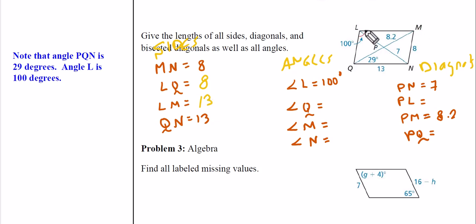Angles, well, angle L is this entire red arc right here. That's 100 degrees, which means angle N is also 100 degrees. Now, what about angle Q? It is not 29 degrees. 29 degrees is only this angle from here to here. I want the angle from here to here.